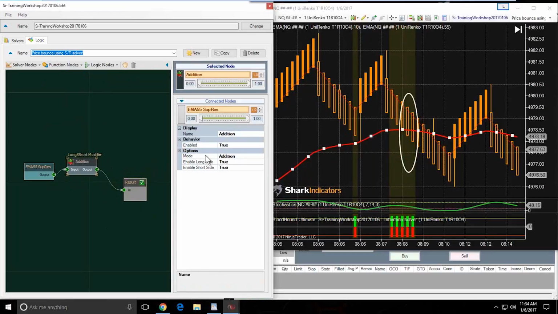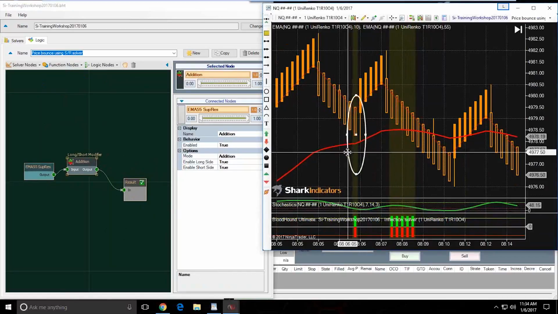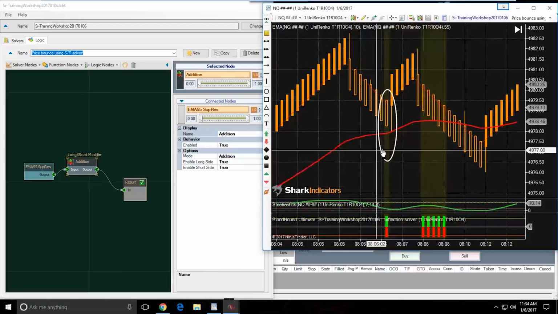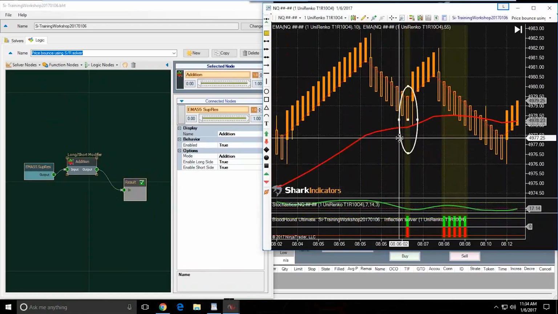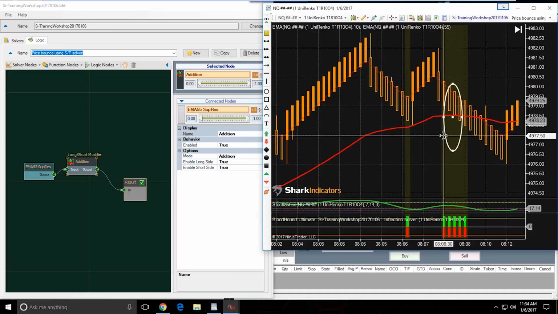In using this long short modifier and putting it in addition mode, if you look at the output here, now we're getting a long and a short output. We're getting a non-directional output. So this non-directional output is just telling us that price has gotten really close to our moving average. So price has gotten really close to our support resistance line here. This is just telling us that price is within 2 ticks of our support resistance line, or in this case, our EMA.